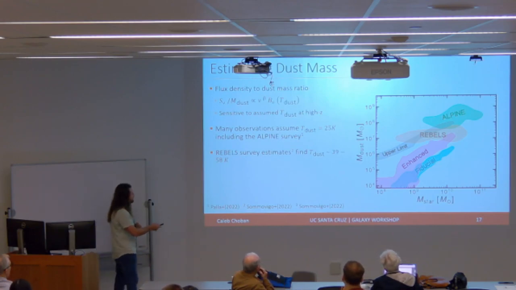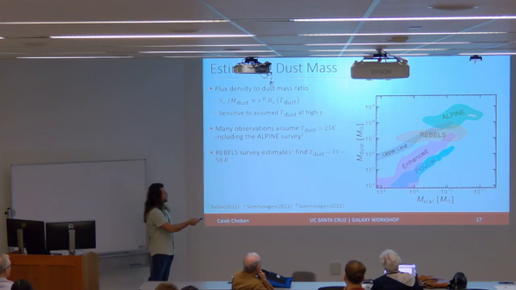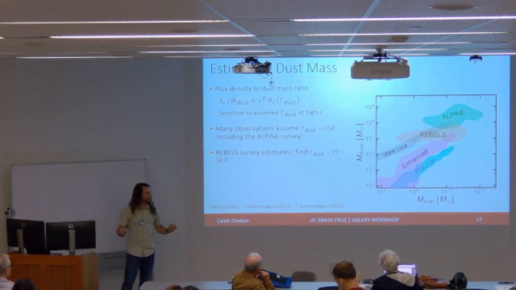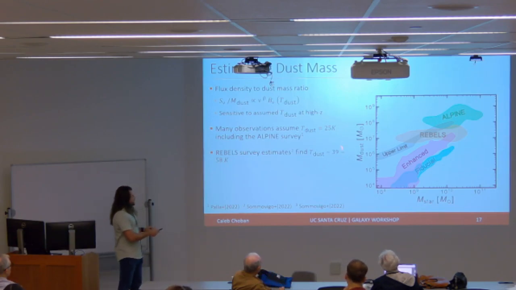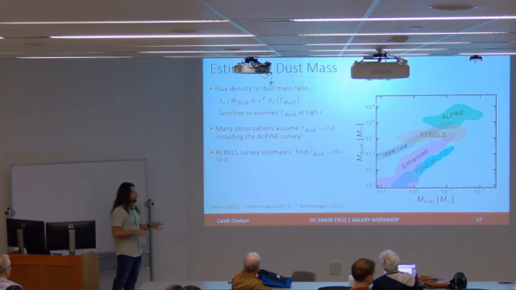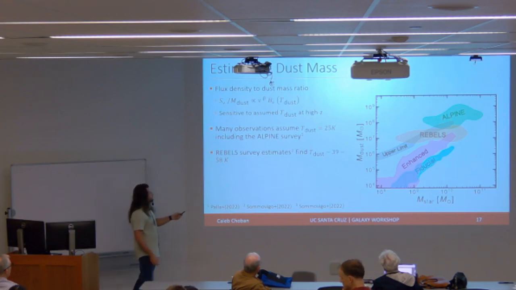And we actually have the Rebels estimates. One of the reasons they're quite a bit lower than the Alpine is that they have this novel method of decoupling the dust temperature from the dust mass. They get estimates of the dust temperatures between 39 and 58 Kelvin with an average of around 50. So they are saying that the dust temperature may be twice as much as at least the Alpine survey is assuming.